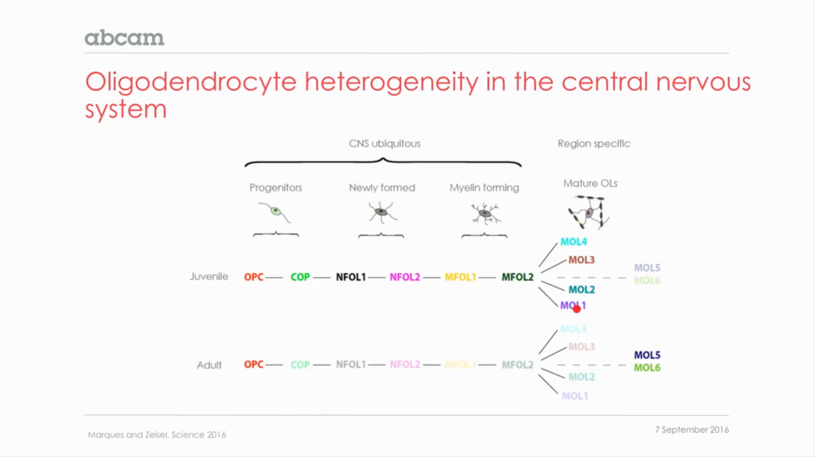Another aspect is that some of these populations seem to be present more in the adult versus the juvenile brain, indicating also a temporal aspect in the distribution of these mature oligodendrocyte populations.